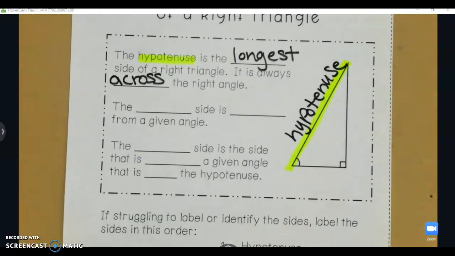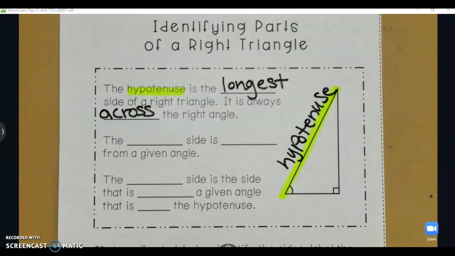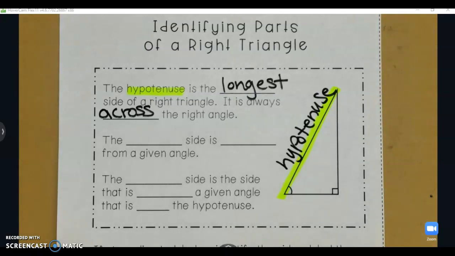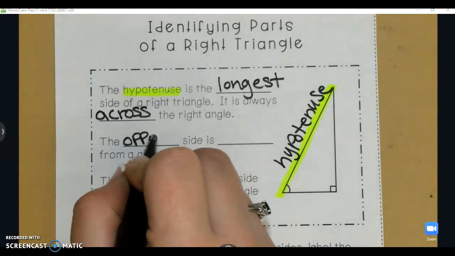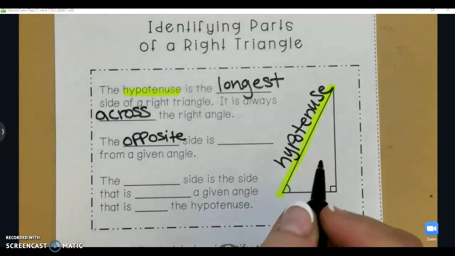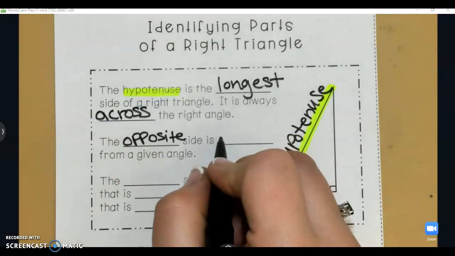Okay. Now the other two sides, we know we have the hypotenuse and we have the sides. How we have to categorize these sides are by the opposite and adjacent side. And this is always in reference to our reference angle, so the angle that we're talking about. So the opposite side is across from the given angle.